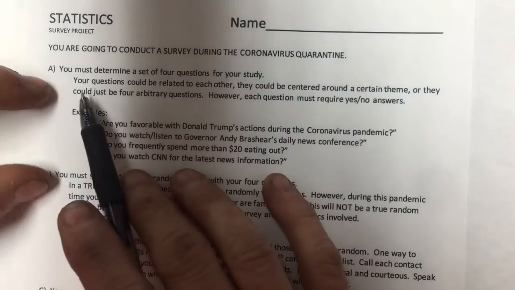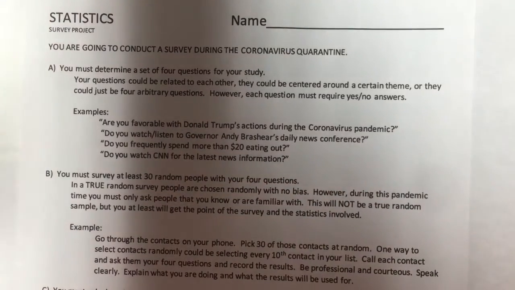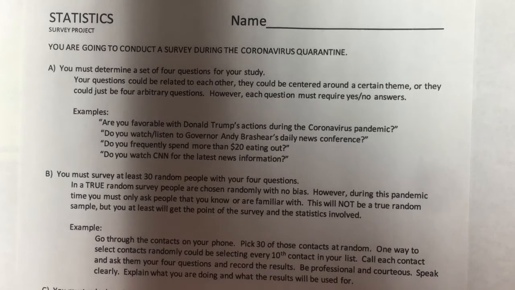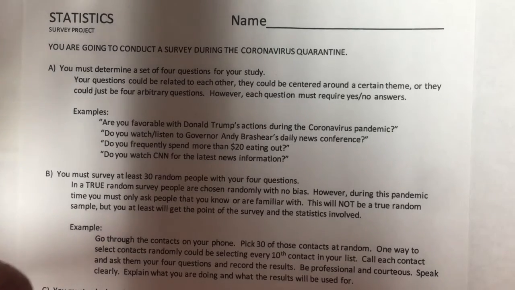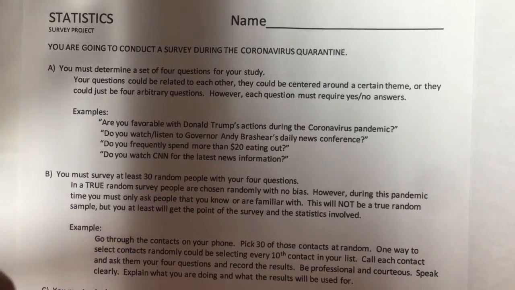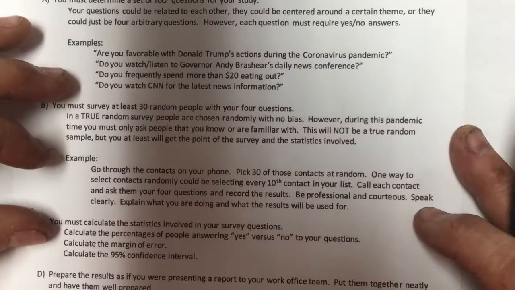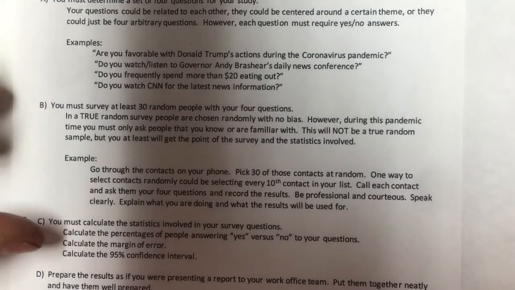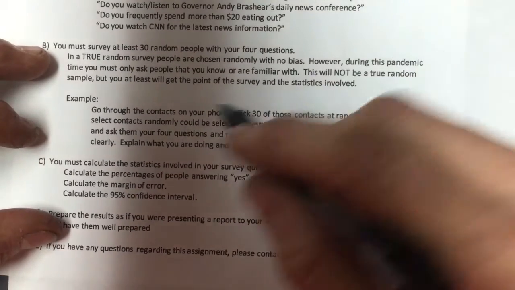First, you must determine a set of 4 questions that you're going to do. These questions can be related or they can be just individual questions, however you want to do. It doesn't matter, but they need to be a yes or no type question. That way you can figure out your margin of error. Here are some examples. You could pick whatever you want. Try to be unique.